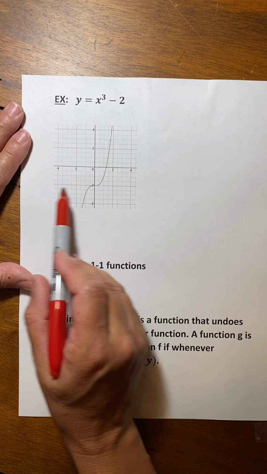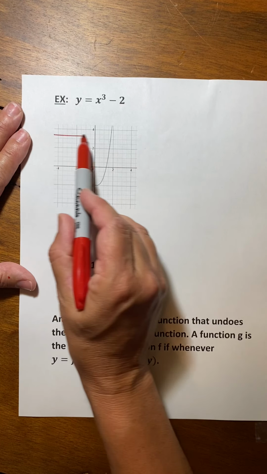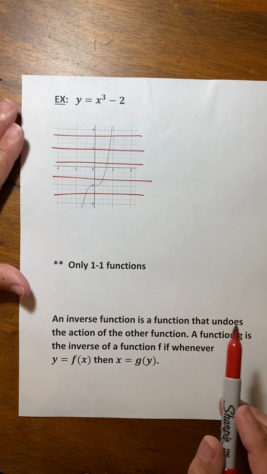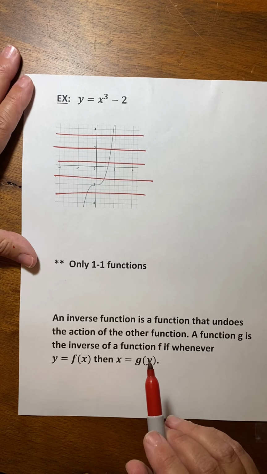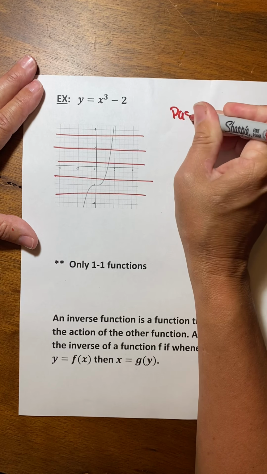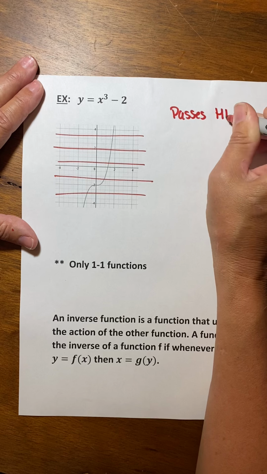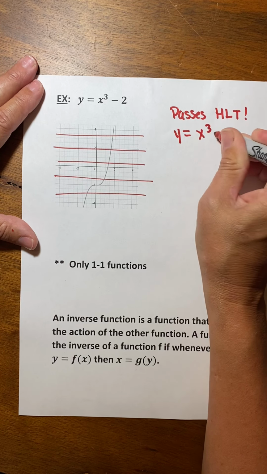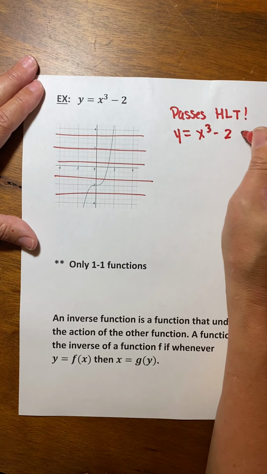All right, let's look at the graph of y equals x cubed minus 2. Great little squiggly thing. Notice no matter where we draw a horizontal line, it will always cross the graph just once. So each input has its own unique output. Passes the horizontal line test. y equals x cubed minus 2 is a one-to-one function.